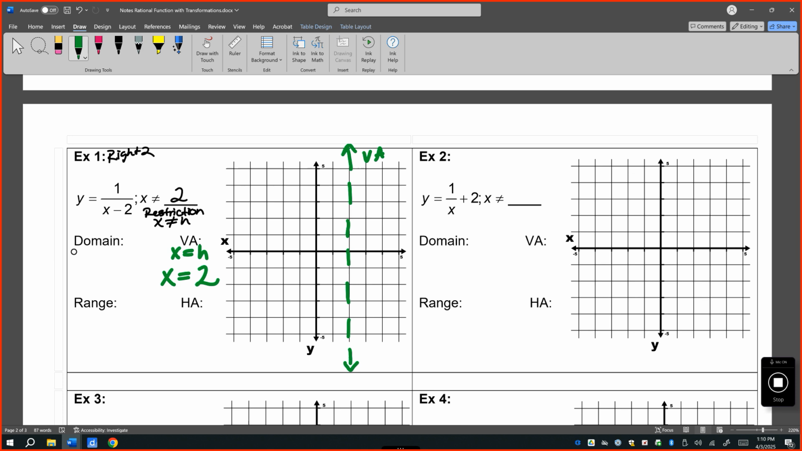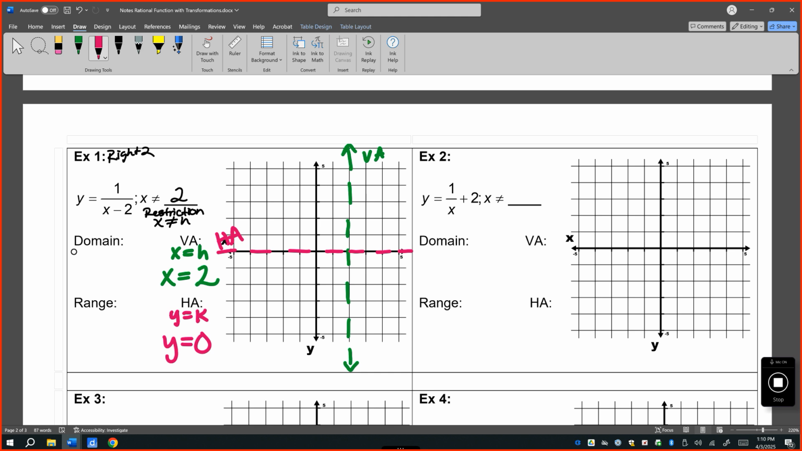Okay? Then you do your horizontal asymptote. That one's at y equals k. All right? And if I go to my equation, there is no k, right? There is no plus or minus after that. Well, that just means it didn't move. That just means it's still at 0. So your horizontal asymptote will be right here at y equals 0. Okay? Y'all with me so far?